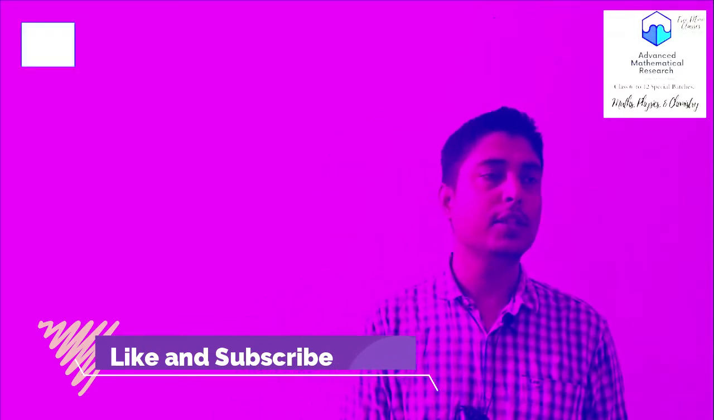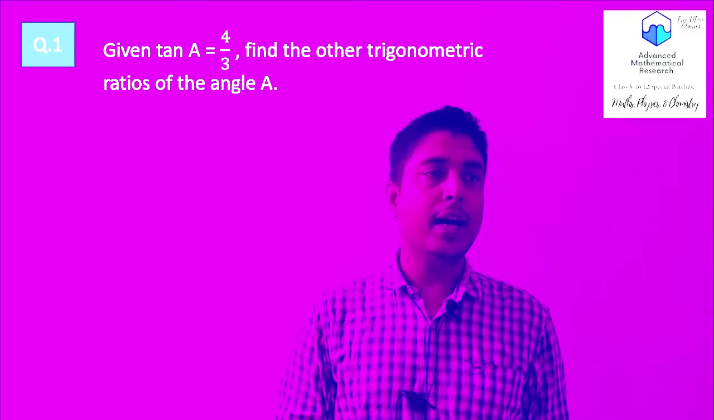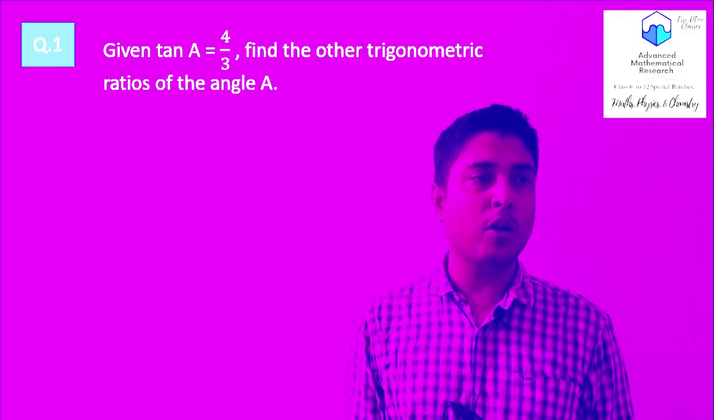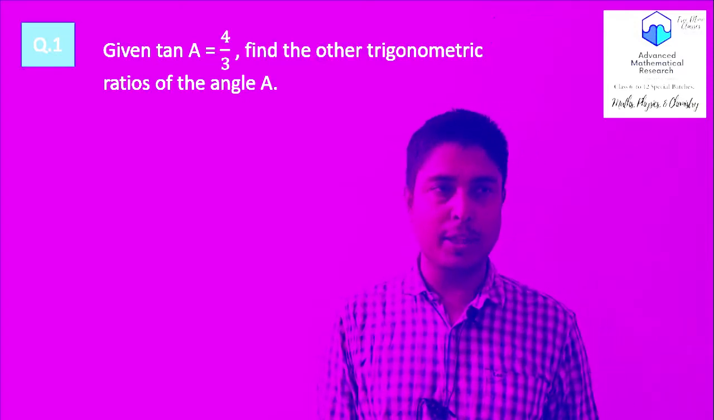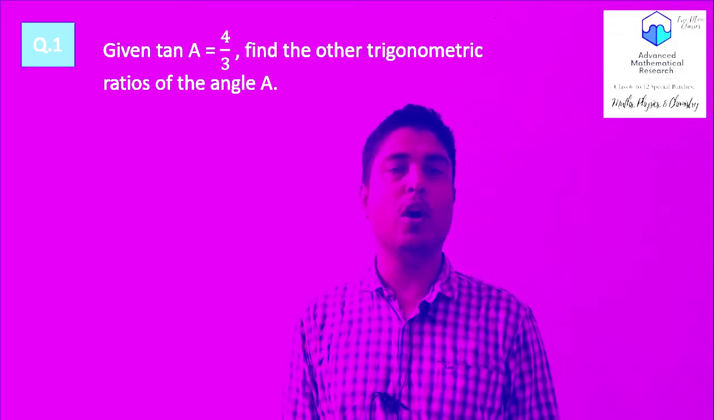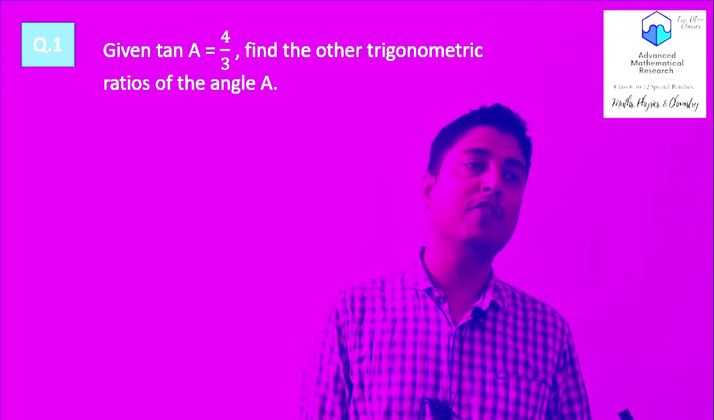Okay, so let's proceed. So question number 1 that has been given is tan of A. So what is the value of tan of A? So tan of A is equal to 4 upon 3. Okay, we have to find the other trigonometric ratios of the angle A.